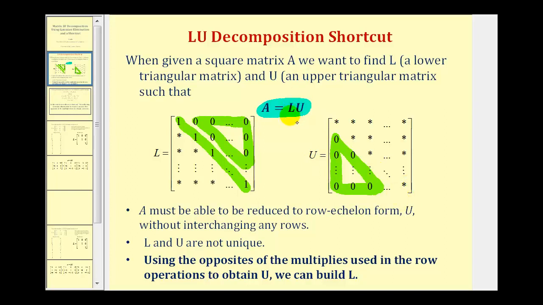In order for this decomposition to be possible, matrix A must be able to be reduced to row echelon form, which would be matrix U, without interchanging any rows. Also, matrix L and matrix U are not unique, and because we're using the shortcut method, we're going to be using the opposites of the multipliers used in the row operations to obtain U to build matrix L. So let's take a look at an example.